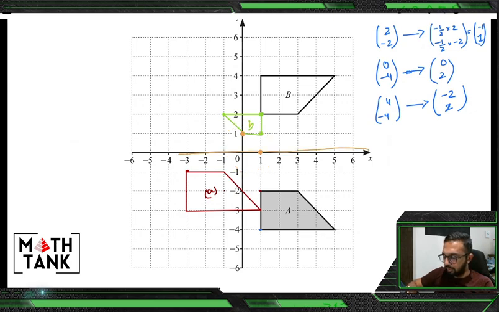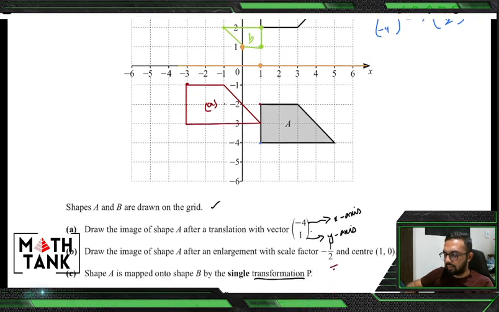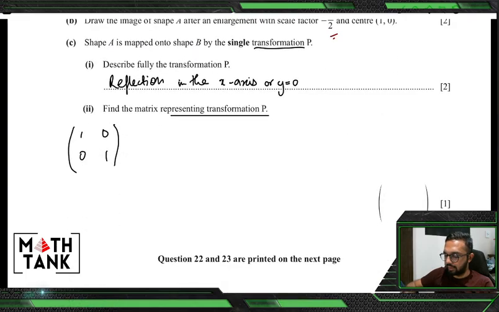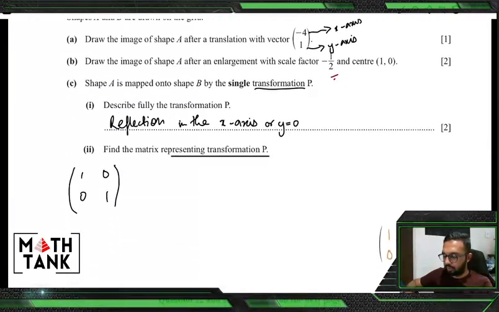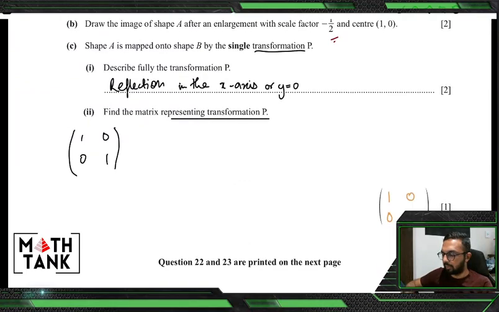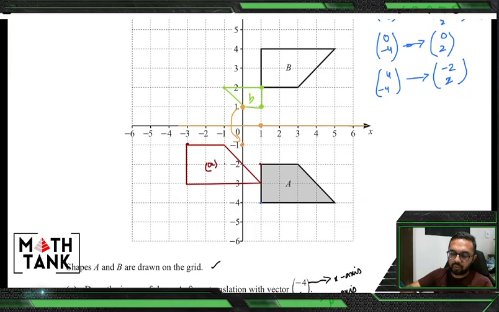So the first point would be on the line of reflection, so I'm going to say that this point remains as it is, so I'm going to write 1 and 0. This other point would be reflected down here, so I'm going to say that it moves to 0 comma minus 1, and that's going to be my other column. So that is my answer for the matrix.